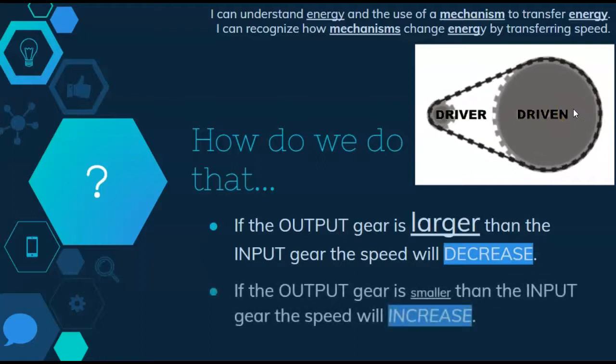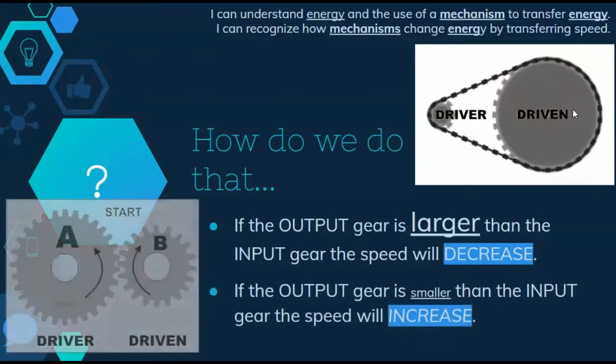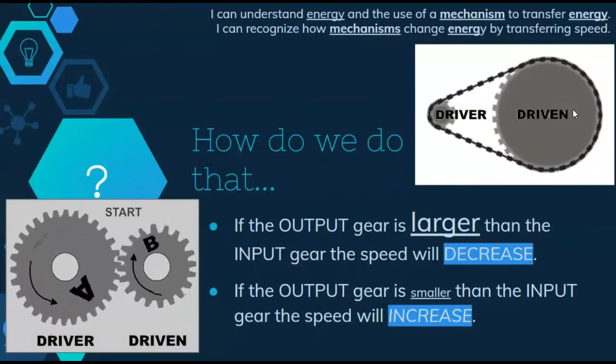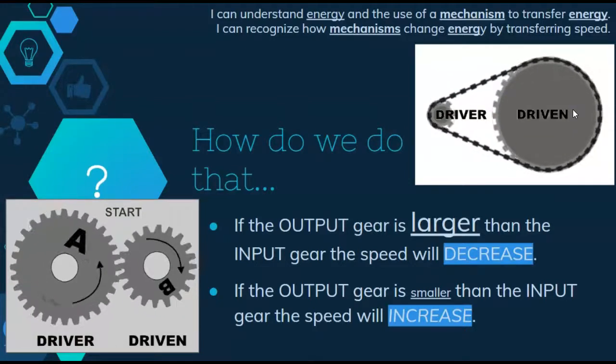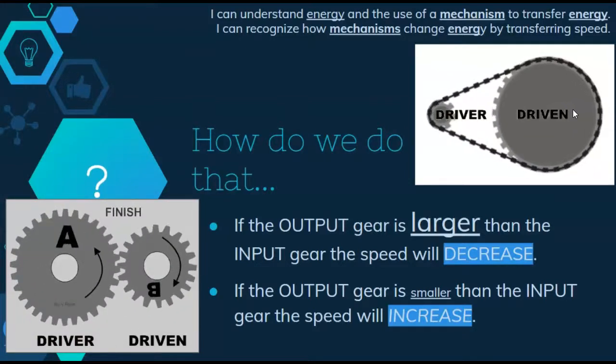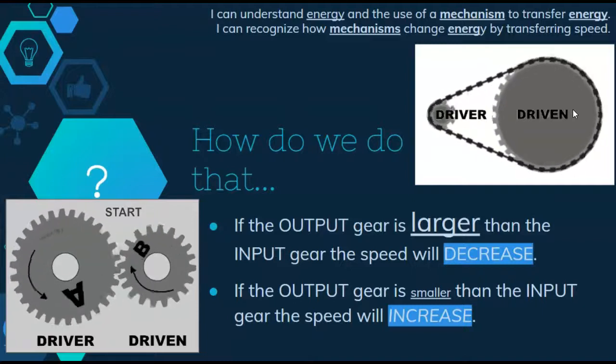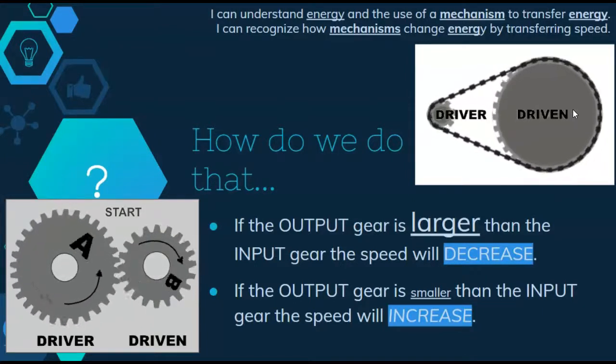If we reverse the two gears, if the output gear is smaller than the input gear, we will increase the speed, as you see in the lower left corner of your screen. We have A spinning much slower than B. So we are observing and watching the two spin at different speeds.